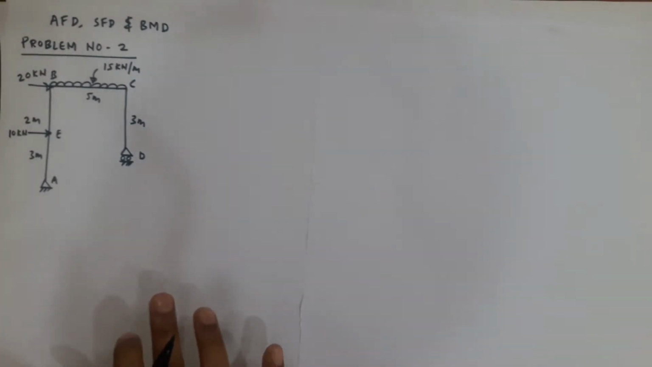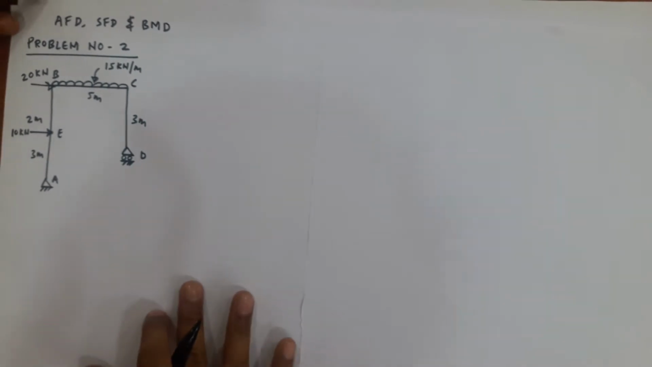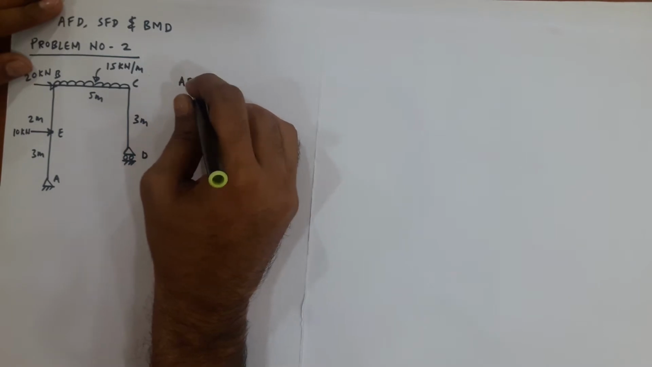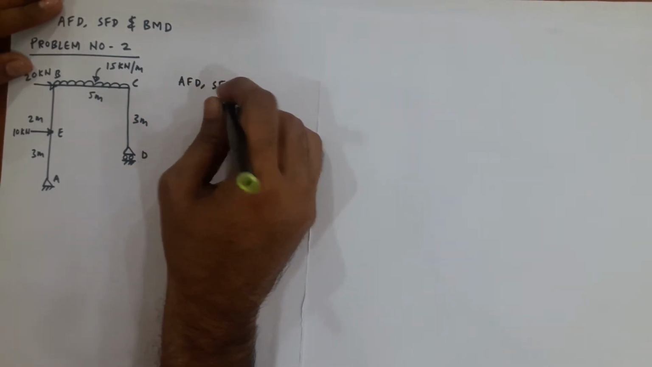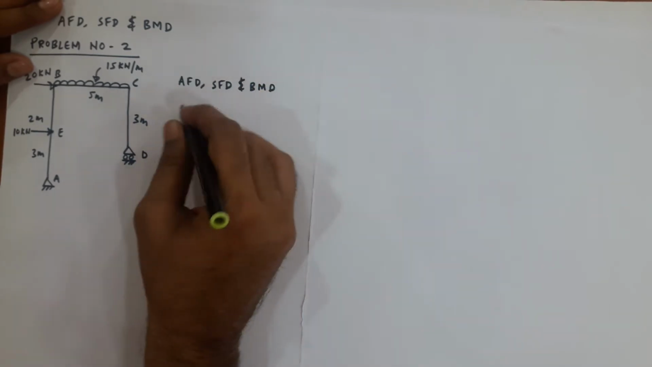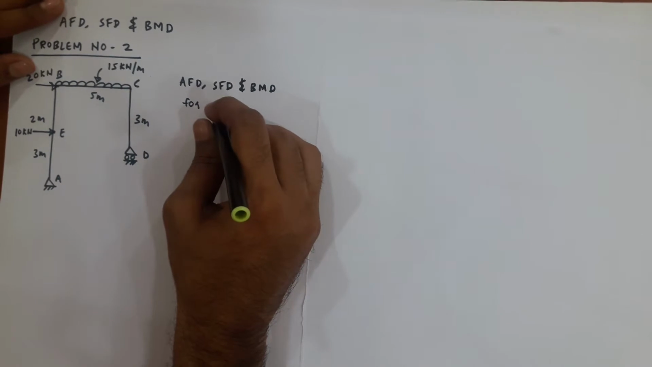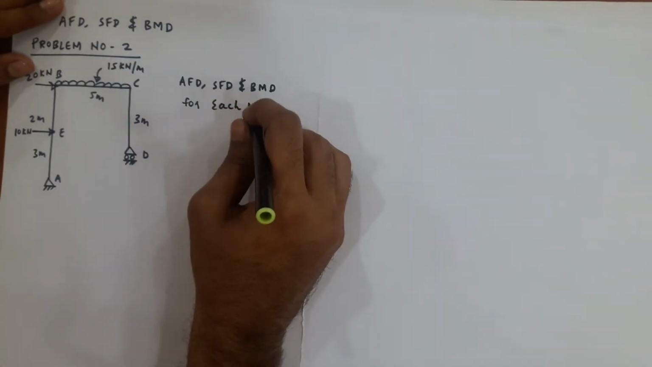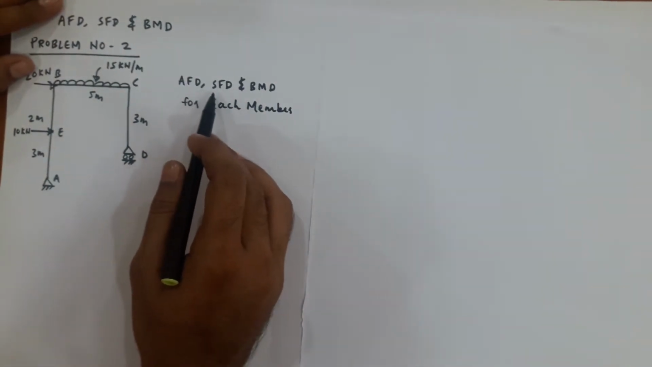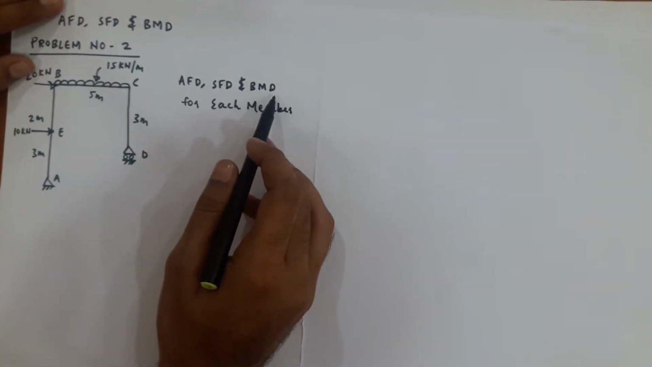Hello everyone. Today we will solve problem number 2. We will analyze this statically determinate frame. It means we have to find AFD, SFD and BMD for each member. For each member we have to draw the axial force diagram, shear force diagram and bending moment diagram.